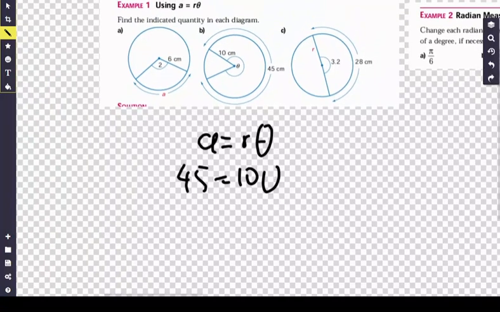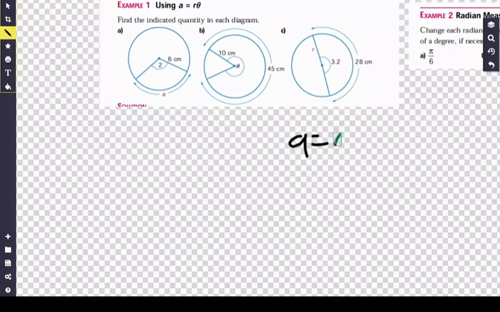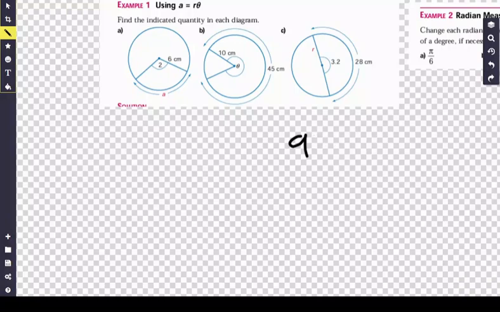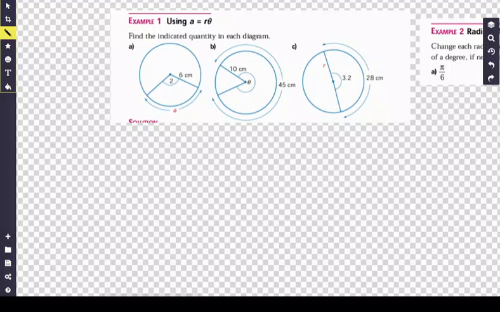And now let's do 3. In 3, we're trying to find R. Arc length is 28, and theta is 3.2 radians. Let's do 28 divided by 3.2. I'm going to use a calculator, which gives 8.75. I want you guys to remember the units. Arc length is always going to be centimeters, theta is always going to be radians, and the radius is always going to be centimeters as well.